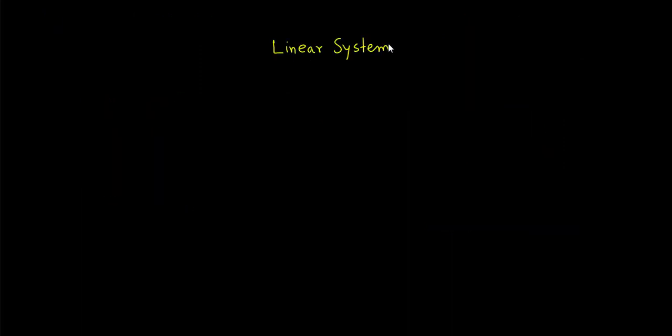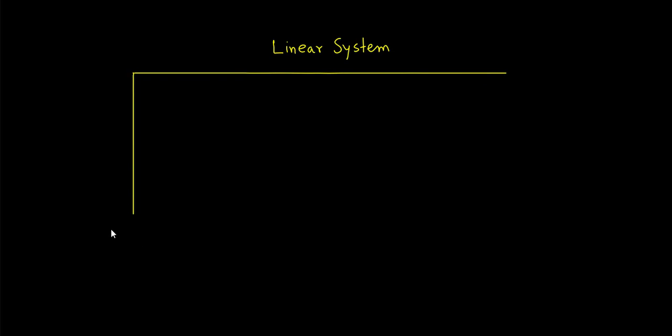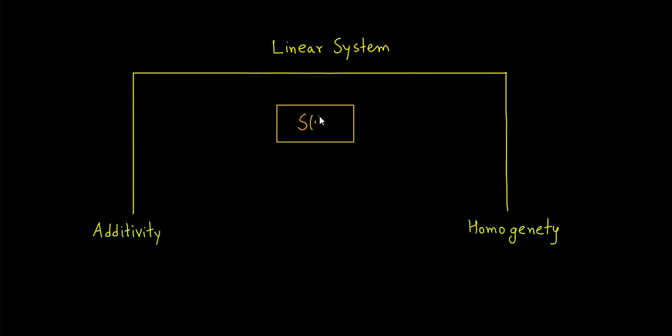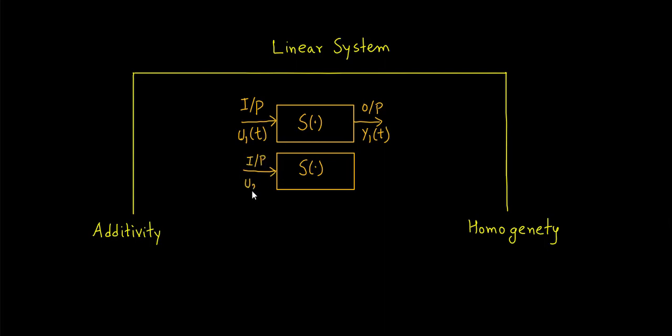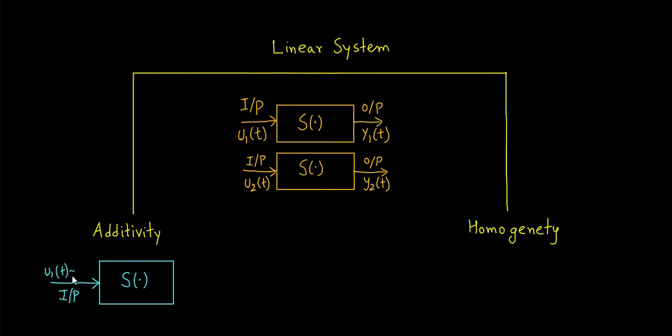Now, for a system to be linear, it has to obey two properties: additive property and homogeneity. To understand this, consider a system S with input u1 of t and output y1 of t, and to the same system another input u2 of t and output y2 of t. Now the question is, if we sum these two arbitrary inputs, that is u1 of t plus u2 of t, whether the output is also the sum of the two individual outputs, that is y1 of t plus y2 of t. If the answer is yes, then the system is additive.